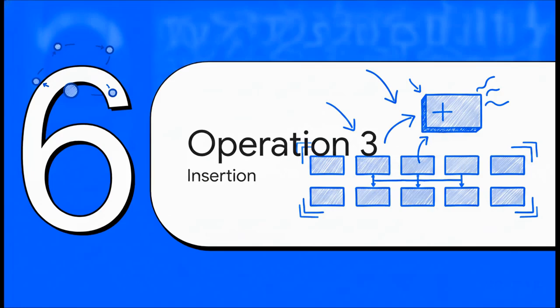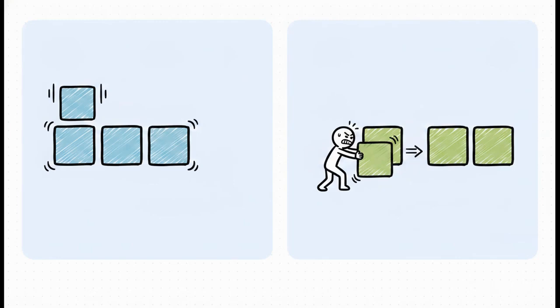Operation 3, insertion. Now, insertion is a tale of 2 very different scenarios. If you're just inserting a new value, like the number 9, at the very end of the array, it is super fast. It just drops straight into the next free contiguous slot. That's a quick O of 1 operation.